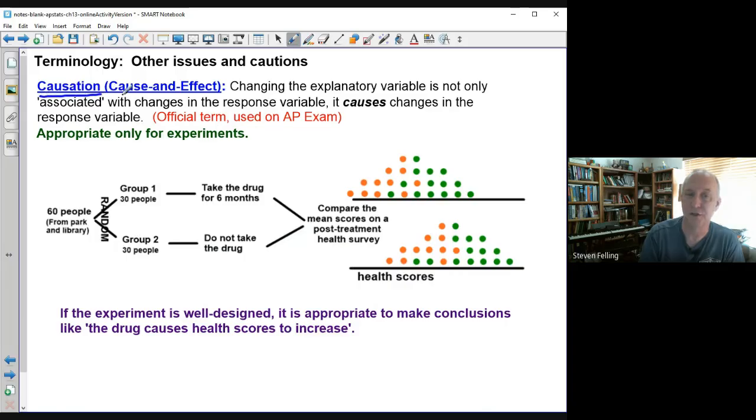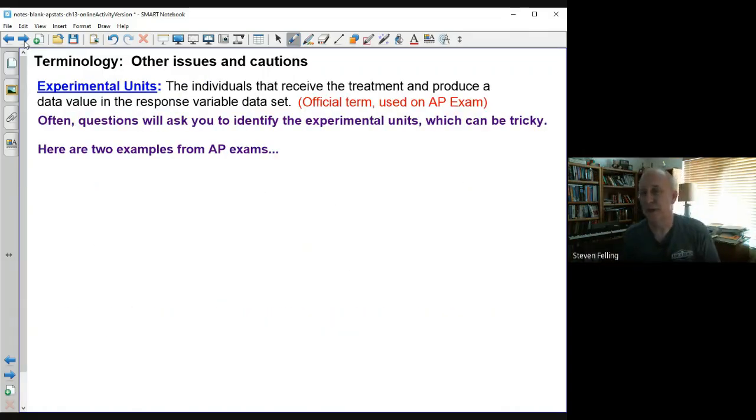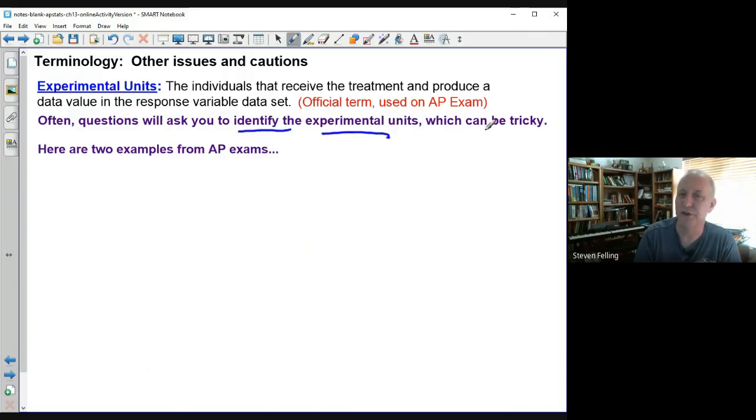So causation, also called cause and effect, is appropriate only for well-designed experiments, okay? We have to have control of a factor and some way to be convinced that there's no other factors interfering with this factor, right? Then we can say the drug causes health scores to increase. All right. And then experimental units, this can be tricky too. Often questions will ask you to identify what the experimental units are, which can be tricky.